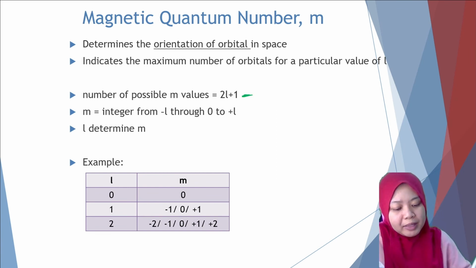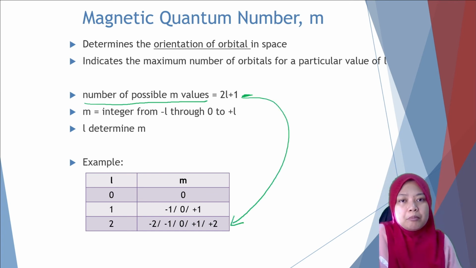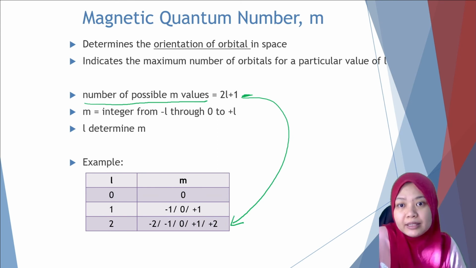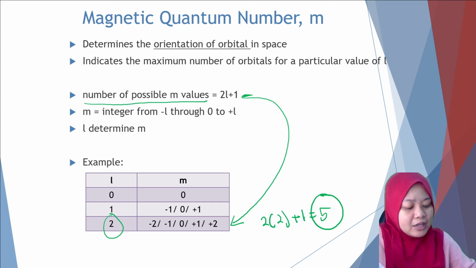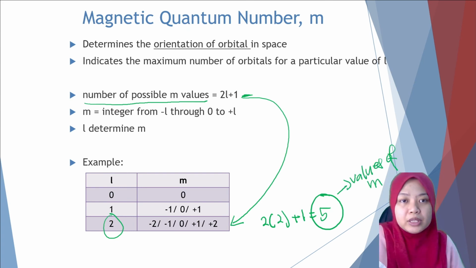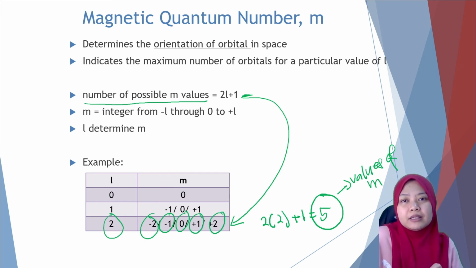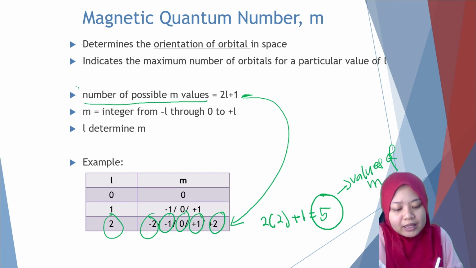This point merujuk kepada number of possible m values. Contoh macam ni, contoh saya ambil yang 2 ini. Okay. Berapa banyak sepatutnya nilai m yang you ada? Okay. 2 kali l dia sama dengan 2 kan? 2 tambah 1. So sepatutnya you akan ada 5 values of m. So ada 5 tak? Ada 5 lah. 1, 2, 3, 4, 5. It's like how to check whether you have all the values of magnetic quantum number. Itu maksud the third point here.